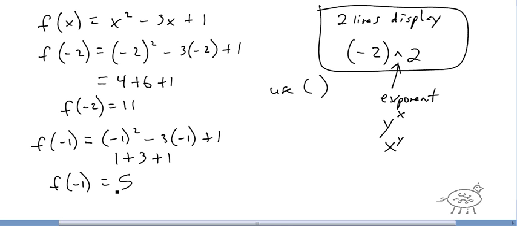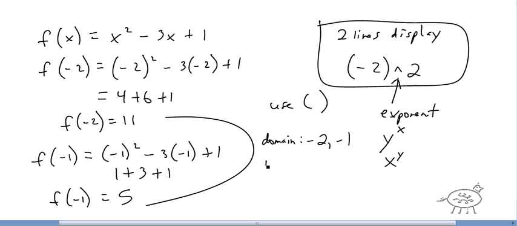So remember, x values are domain. So for these two examples I just did, my domain is going to be the x values, which is negative 2 and negative 1. The range is going to be the output values, the y values, so it's going to be the 11 and the 5.